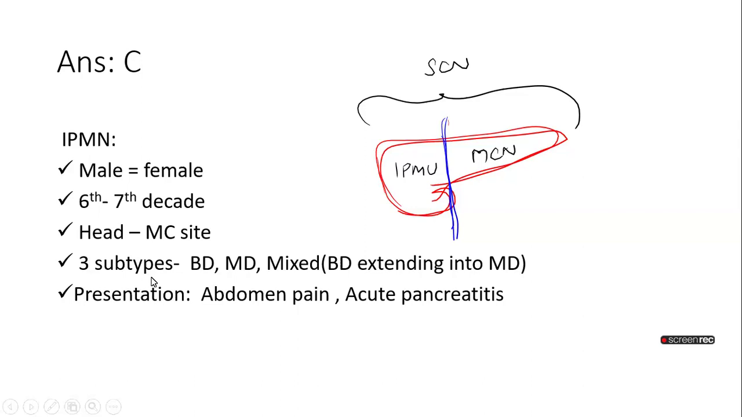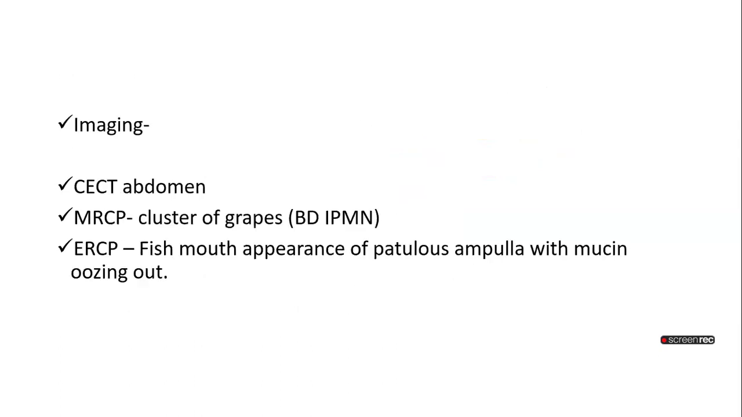And three subtypes of IPMN are branch duct IPMN, main duct IPMN, and mixed type of IPMN. In mixed type of IPMN, branch duct IPMN extends into the main duct. Main duct IPMN, the criteria is the dilatation of main pancreatic duct more than 5 millimeter without any obvious obstructive etiology. And the clinical presentation of a patient with IPMN is abdomen pain, acute pancreatitis.